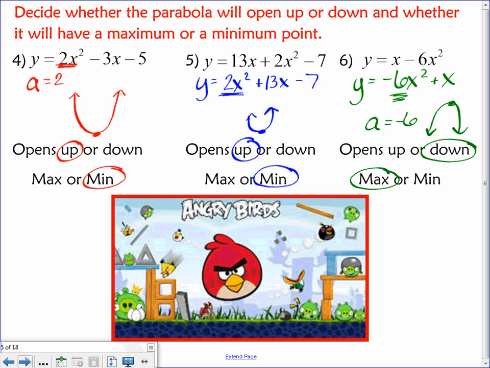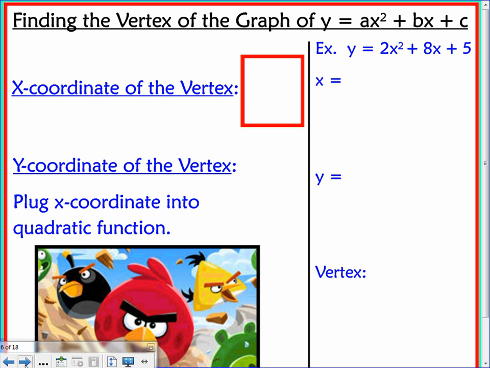So just by looking at the equation, I should have a rough idea, at least kind of if it's going to open up or if it's going to open down. I may not know how wide the graph is or how narrow it is just yet, and we'll talk about that eventually, but I should at least be able to tell you if it's opening up or if it's opening down. All right, so I mentioned the vertex. Looking at the equation, I don't know what it is. However, we can calculate what it is.